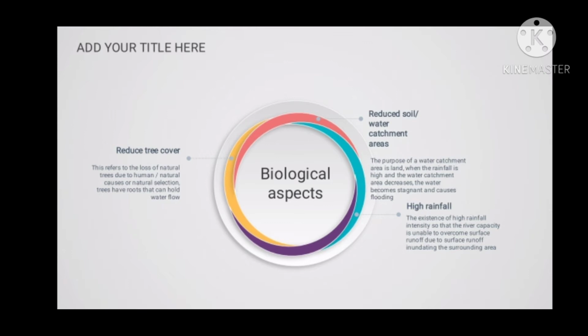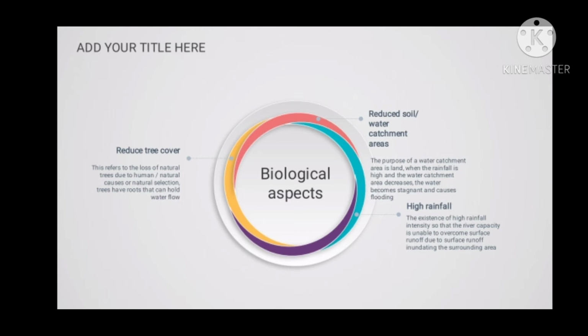Biology is everything about living things and their aspects of life. Examples of biological aspects are animal behavior, plant stimulation, growth and development of living things, living cells, and so on. The biological aspects that I discuss about this flood phenomenon are divided into three. There are reduced soil or water catchment areas, then high rainfall, and reduced tree cover. Okay, now I will explain one by one.